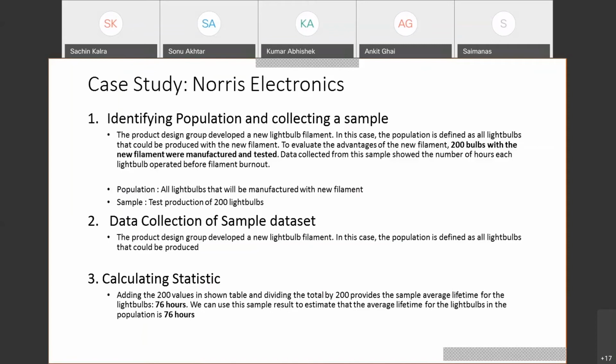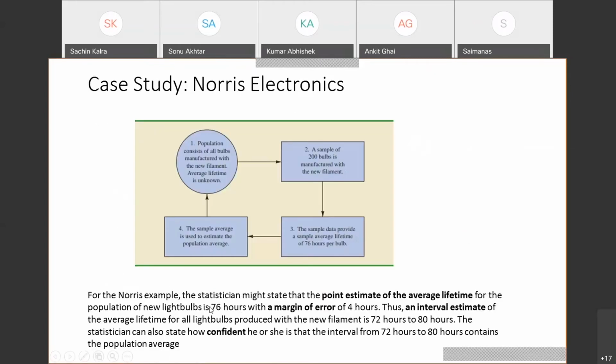We're not getting into method, we're just getting a flavor of it. So the average lifetime for all light bulbs would be 72 hours to 80 hours. Now this Norris Electronics could say, okay, if my bulb burns away after 65 hours, 65 hours is a very small number, let's assume it is 6500 hours. If my bulb burns away before 6500 hours, I'll replace the bulb.